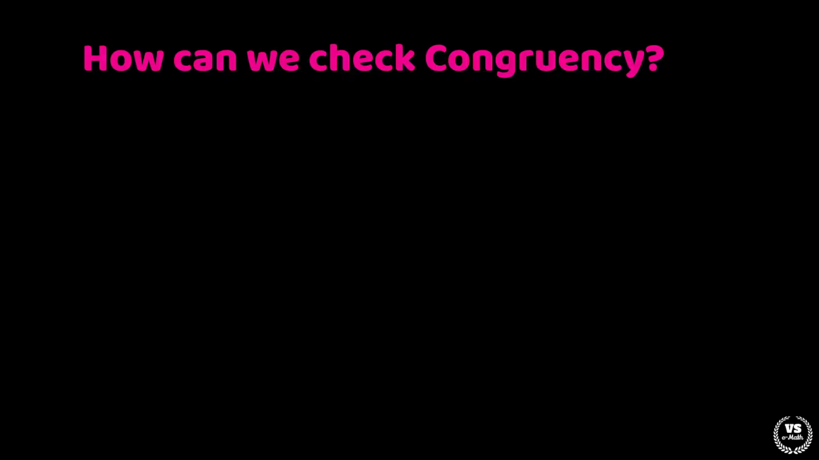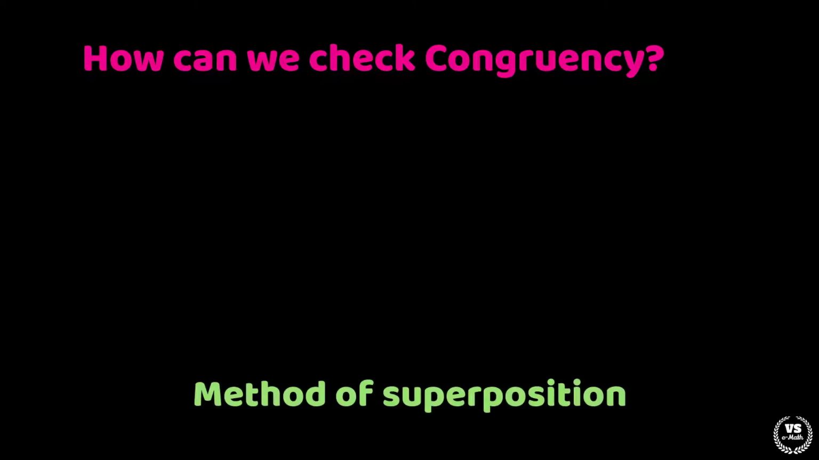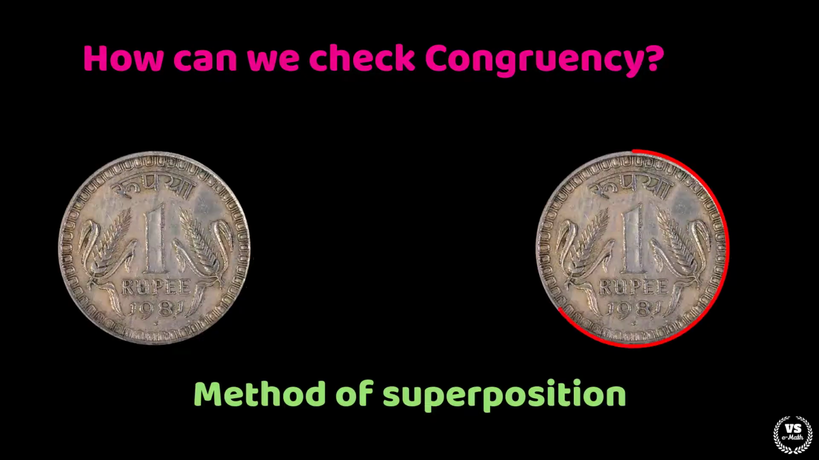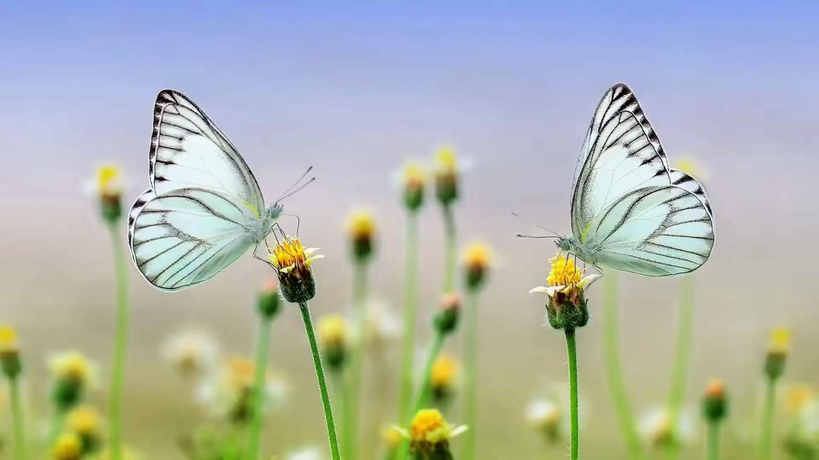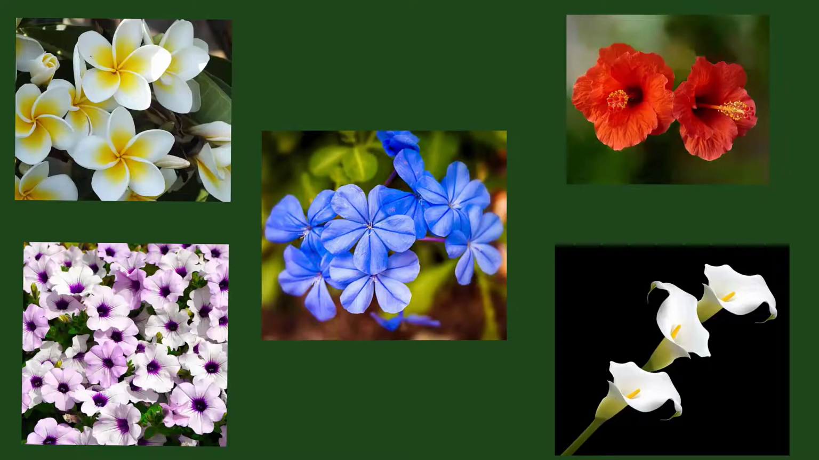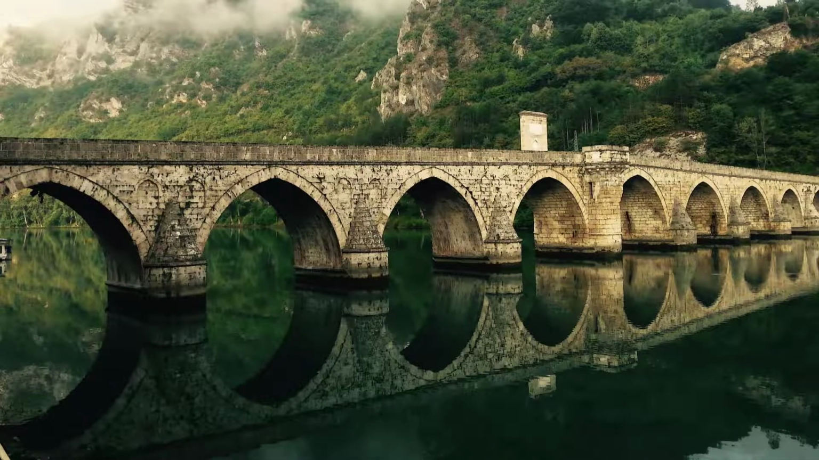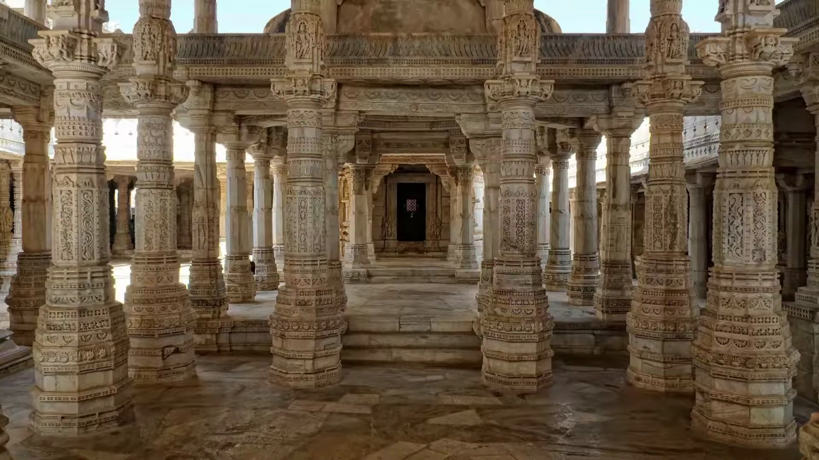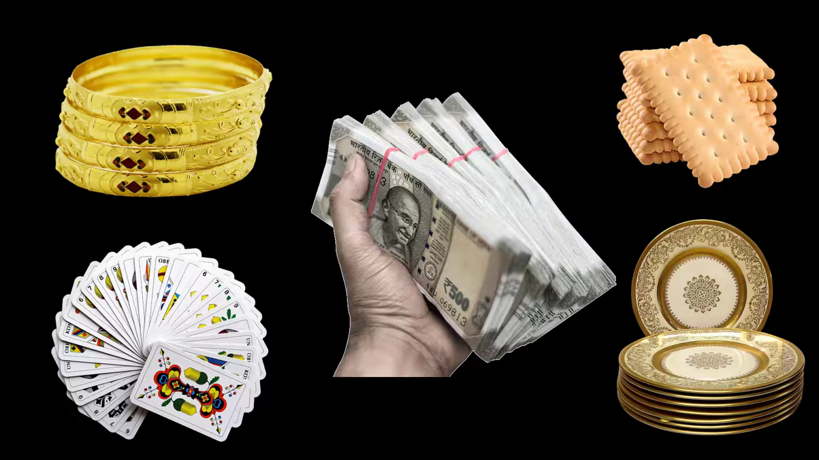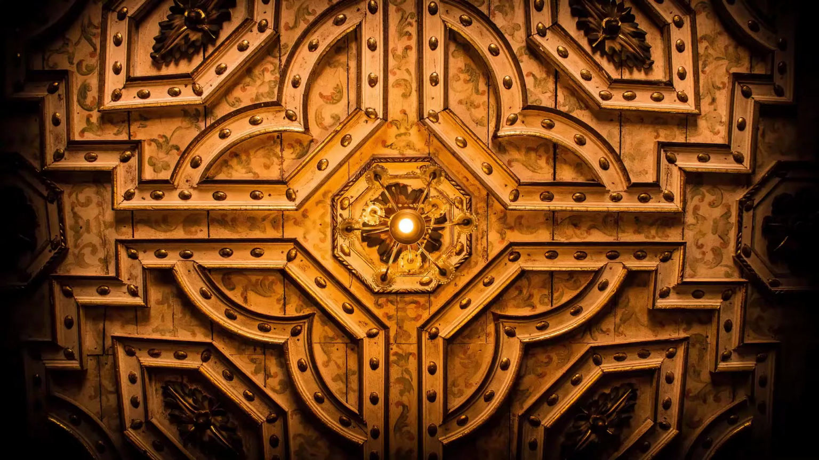There is another method which is called the method of superposition. Here I make a trace copy of one figure or shape and place it over the other. If they match, then they are said to be congruent. Now let's feel the beauty of congruency with some real life examples. I hope you all enjoyed that.